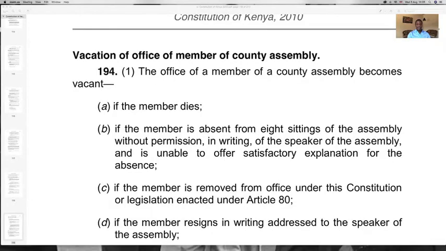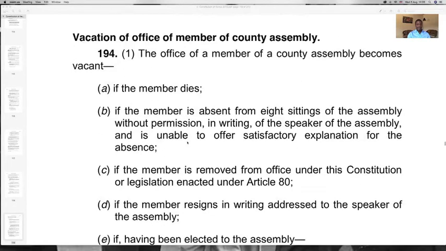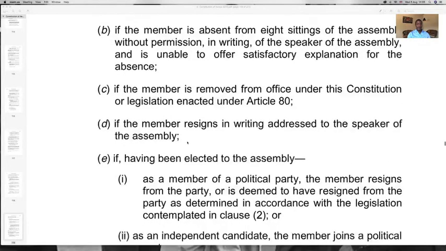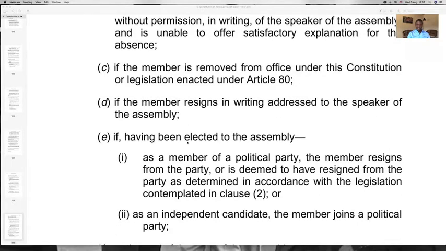Vacation of office of a member of the County Assembly. The office of a member of the County Assembly becomes vacant if the member dies, or if the member is absent from 8 sittings of the Assembly without permission in writing and without any satisfactory explanation for the absence, or if the member is removed from office under this Constitution, or if the member resigns in writing addressed to the Speaker of the Assembly.